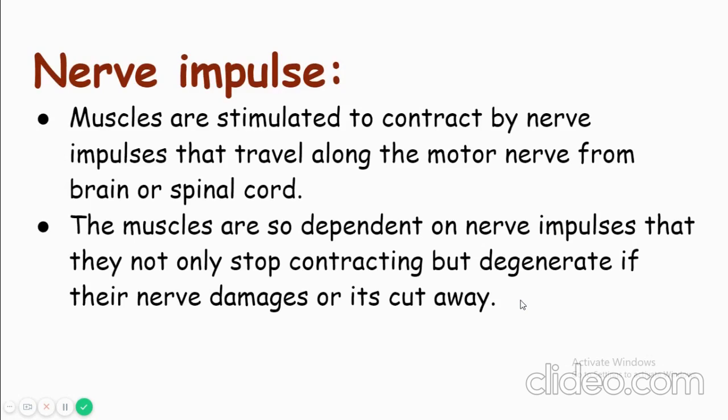We know that each skeletal muscle is supplied by a motor neuron through its multiple branches. Muscles are stimulated to contract by nerve impulses that travel along the motor nerve from the brain or spinal cord. The muscles are so dependent on nerve impulses that they not only stop contracting but degenerate if their nerve is damaged or cut away.